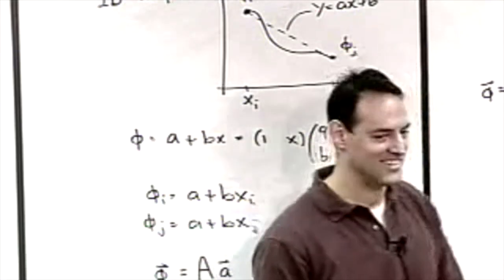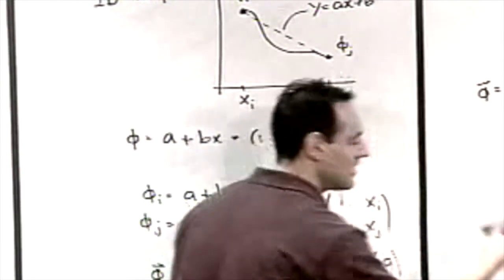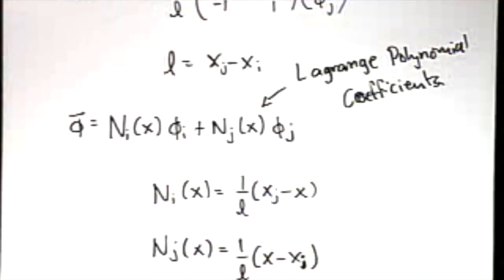So, in 1D, fairly simple, but it's just a different representation that you might not use instead of the equation for a line. Now let's talk about 2D simplex, because this is really where all the action's at.